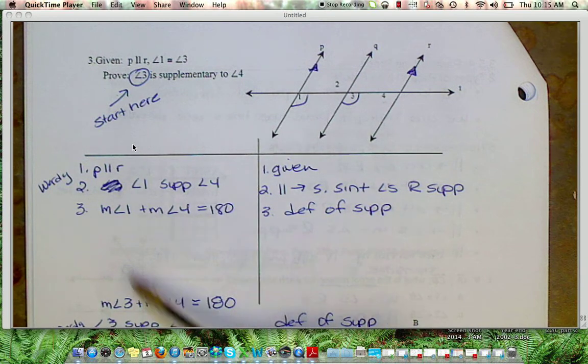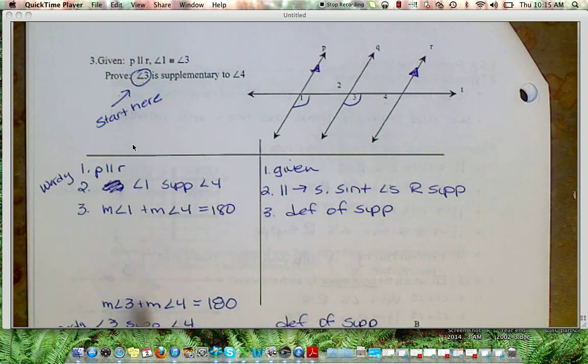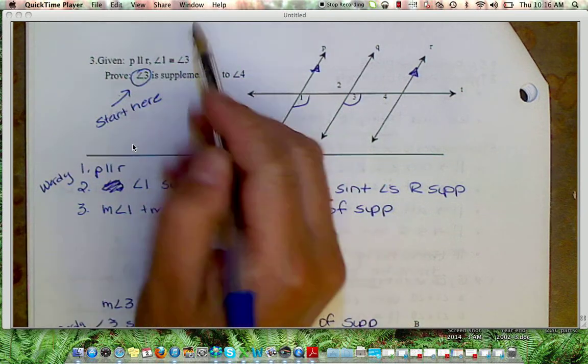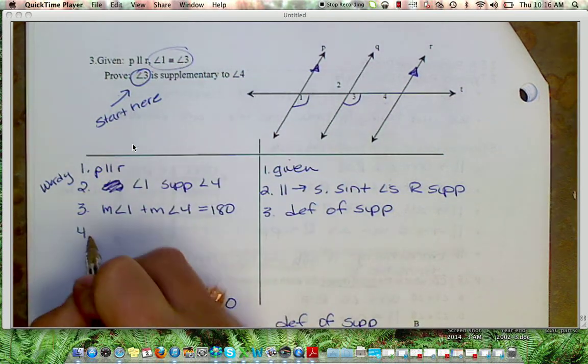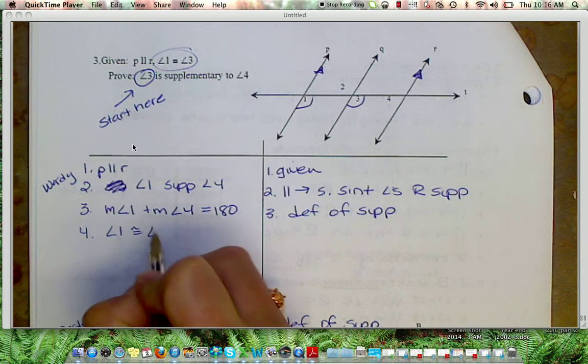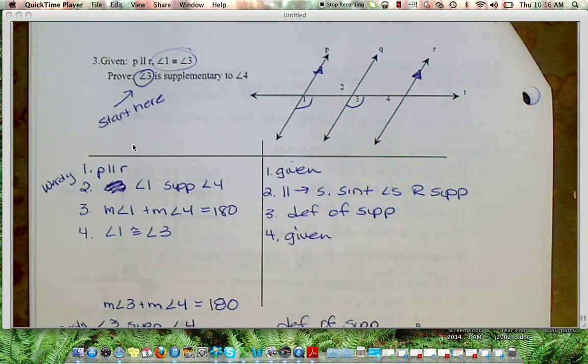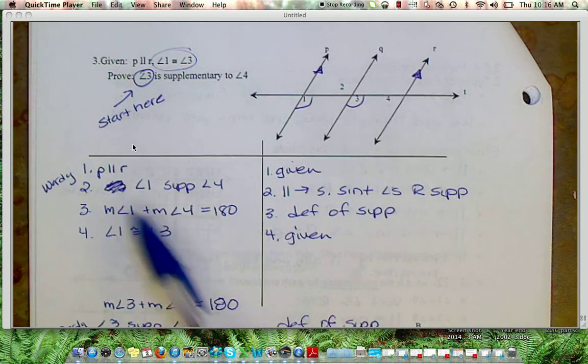Now we can see where we're at. 1 and 4 equals 180, 3 and 4 equals 180. So you're asking yourself, what's up with 1 and 3? If we look at the diagram, they're marked congruent because it's in our given. So step 4 is to bring that other given in here, which will then allow us to put 3 in place of 1.